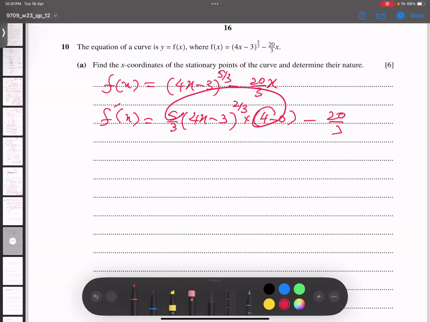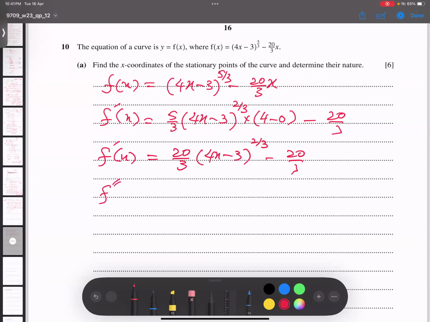This 4 into 5, we got 20. So 20 by 3 and (4x minus 3) to the power 2 by 3, minus 20 by 3. This is my first derivative done. And we are looking for the stationary x coordinate and the nature. So why not do the second derivative at the same time? This power is coming down, and I do it for 40 by 9 and power 1 less. I get minus 1/3 into the base derivative again, 4, and minus 0. And this is 0 this time because a lone constant is 0.